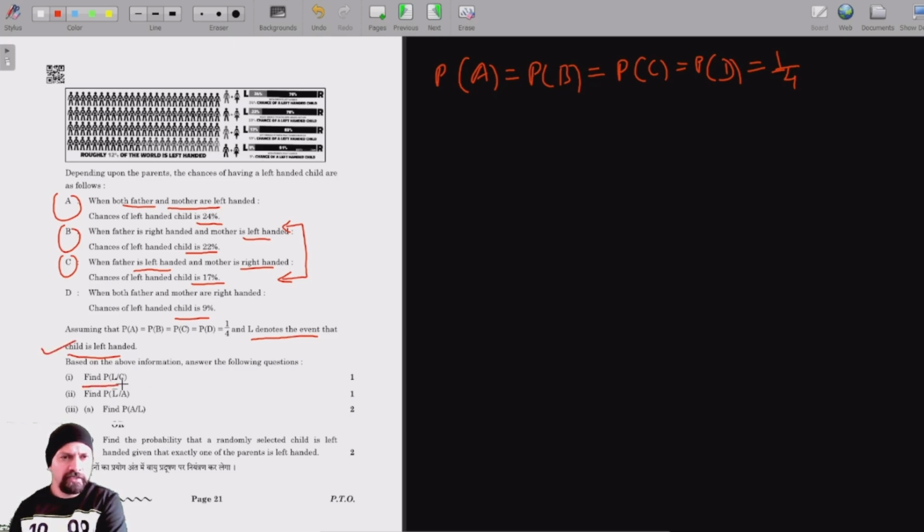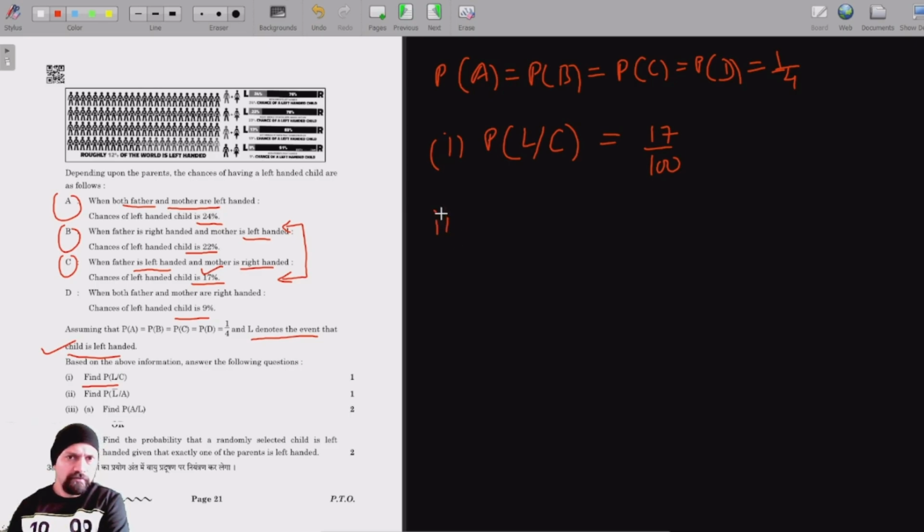We have to find, first, the probability of a left-handed child when C. C means when father is left-handed and mother is right-handed, so it's 17%. So it's 17 by 100.